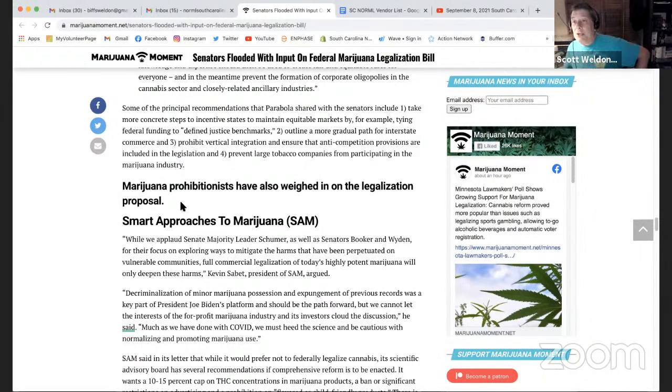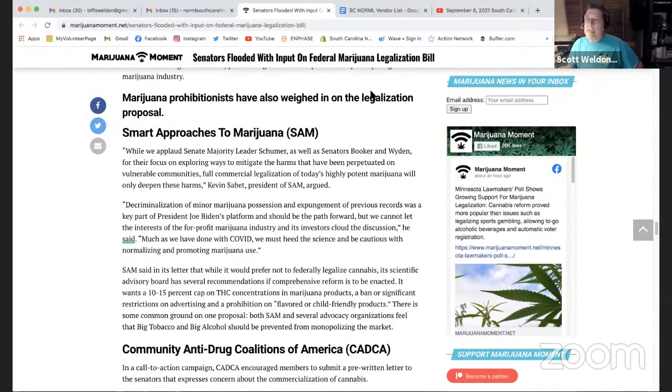There are some, as they put it here, marijuana prohibitionists that have also weighed in on the legalization proposal. We've got SAM, Smart Approaches to Marijuana. Basically their position was exploring ways to mitigate the harms that have been perpetuated on vulnerable communities. Full commercial legalization of today's highly potent marijuana will only deepen these harms. That is Kevin Sabet, president of Smart Approaches to Marijuana.